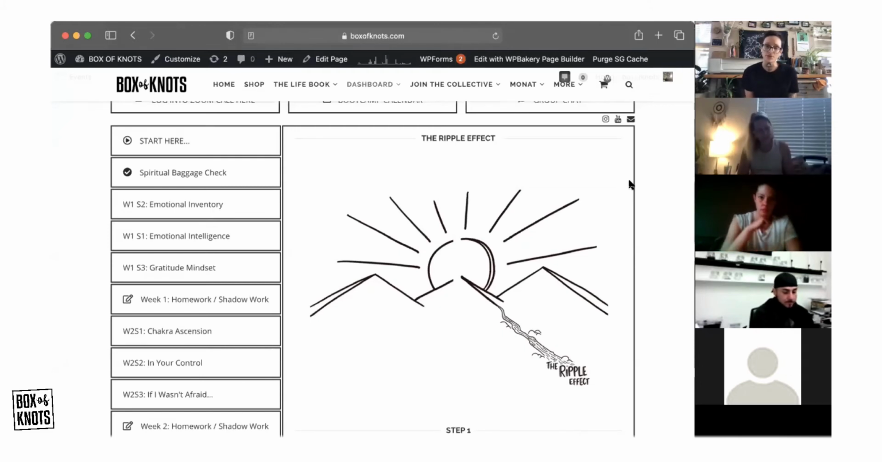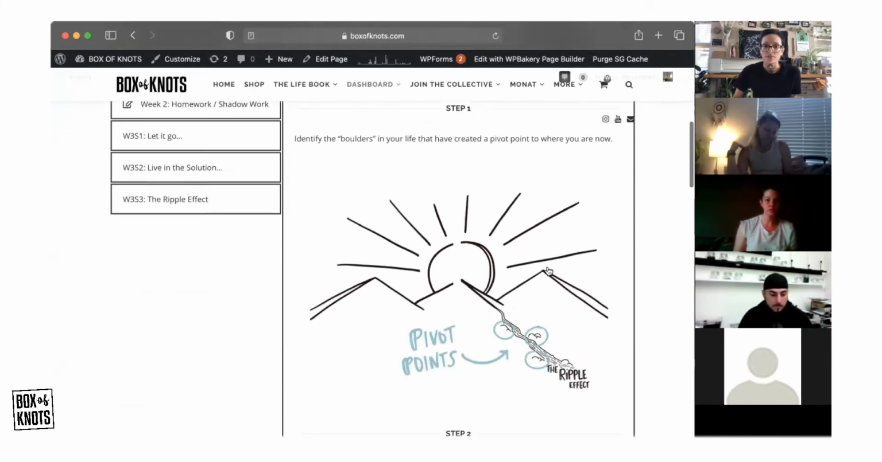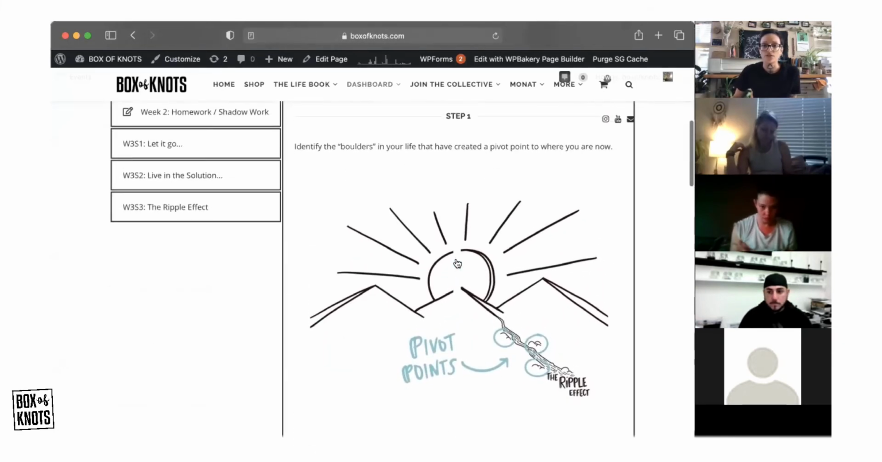Today we're going to be working through the ripple effect. This is a great layout to do some cognitive behavior exercises to see how things that have happened to you in the past ripple out into your life and into your future. Let me go into the first step.